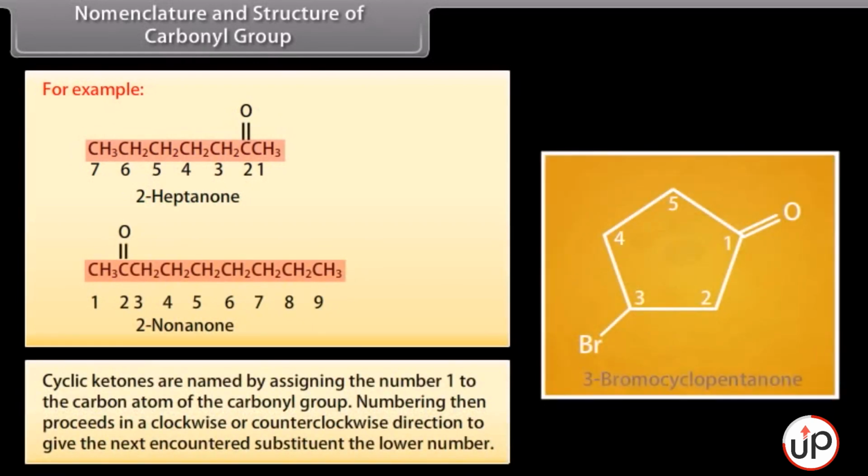For example, 2-heptanone, 2-nonanone. Cyclic ketones are named by assigning the number 1 to the carbon atom of the carbonyl group. Numbering then proceeds in a clockwise or counterclockwise direction to give the next encountered substituent the lower number.